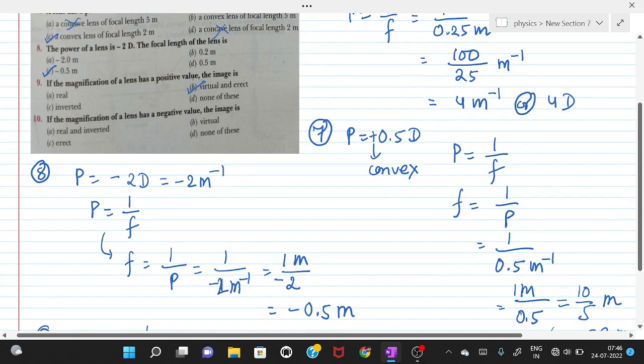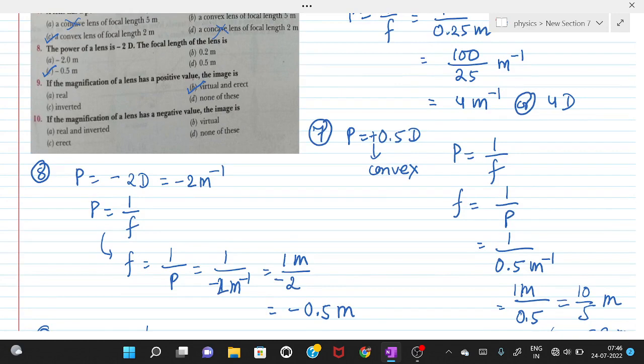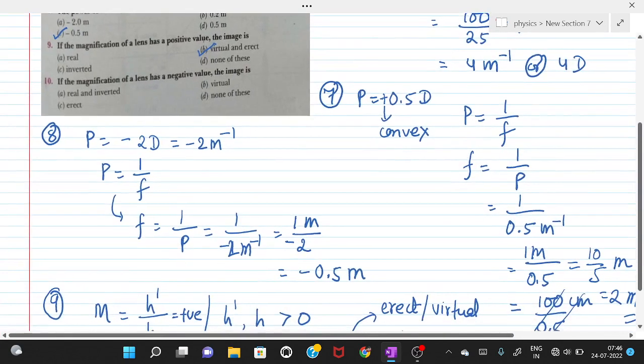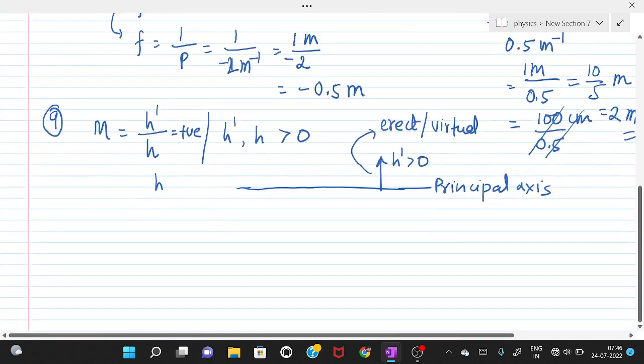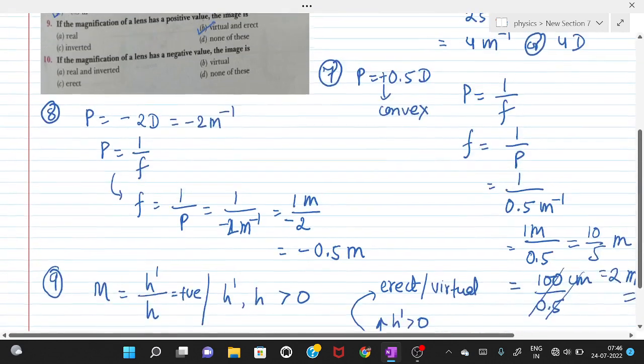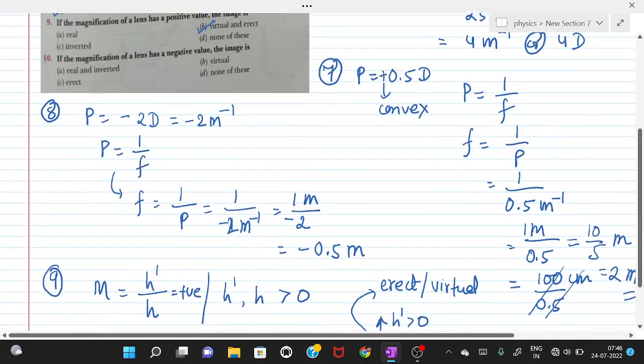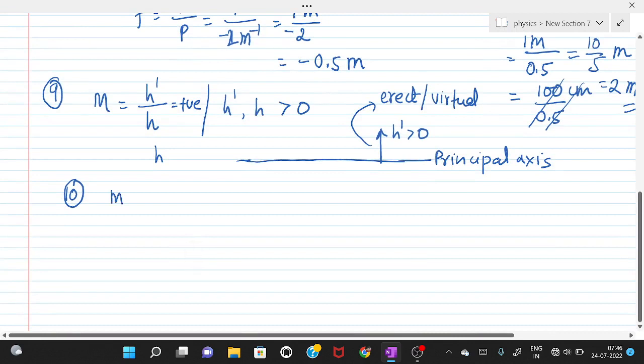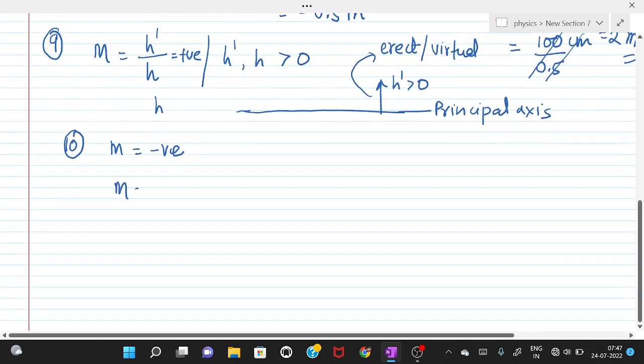Now let's see question number 10. If the magnification of a lens has a negative value, the image is. Here the magnification is negative. Since h is positive and magnification is negative, h dash will be negative, and only then will m come out negative. Negative divided by positive gives a negative quantity. So h dash is negative.